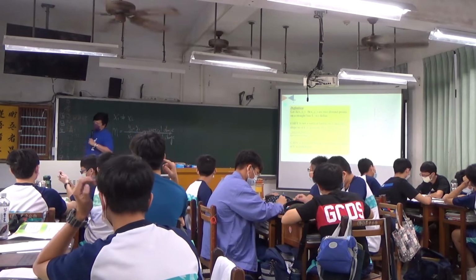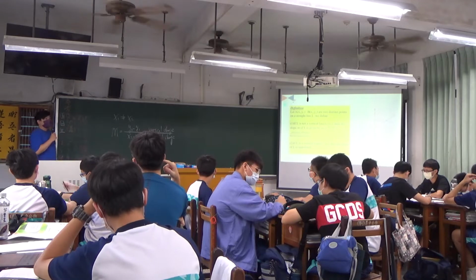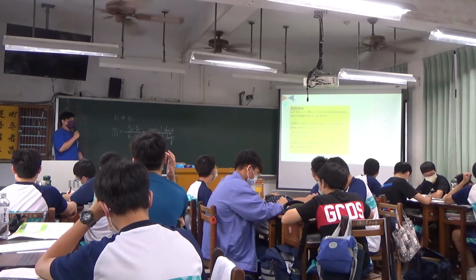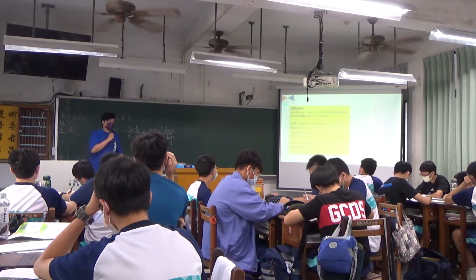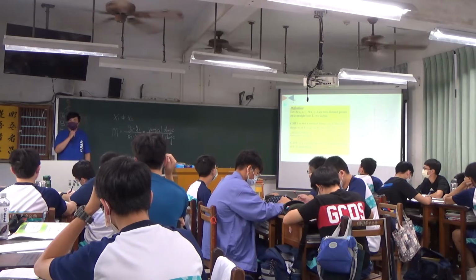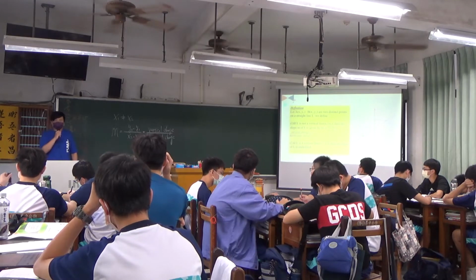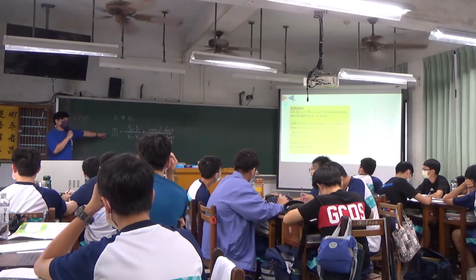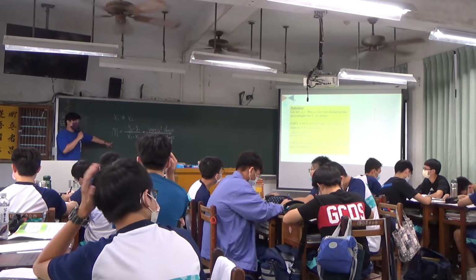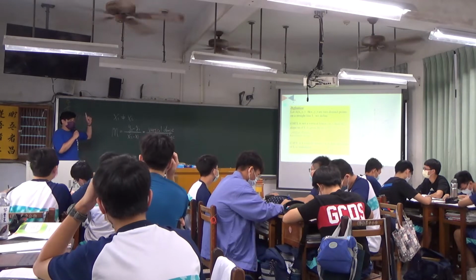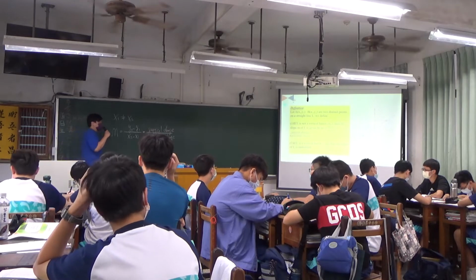Okay, so it's the definition of the slope: the vertical change over the horizontal change. Okay, first one. The second one, we can see.